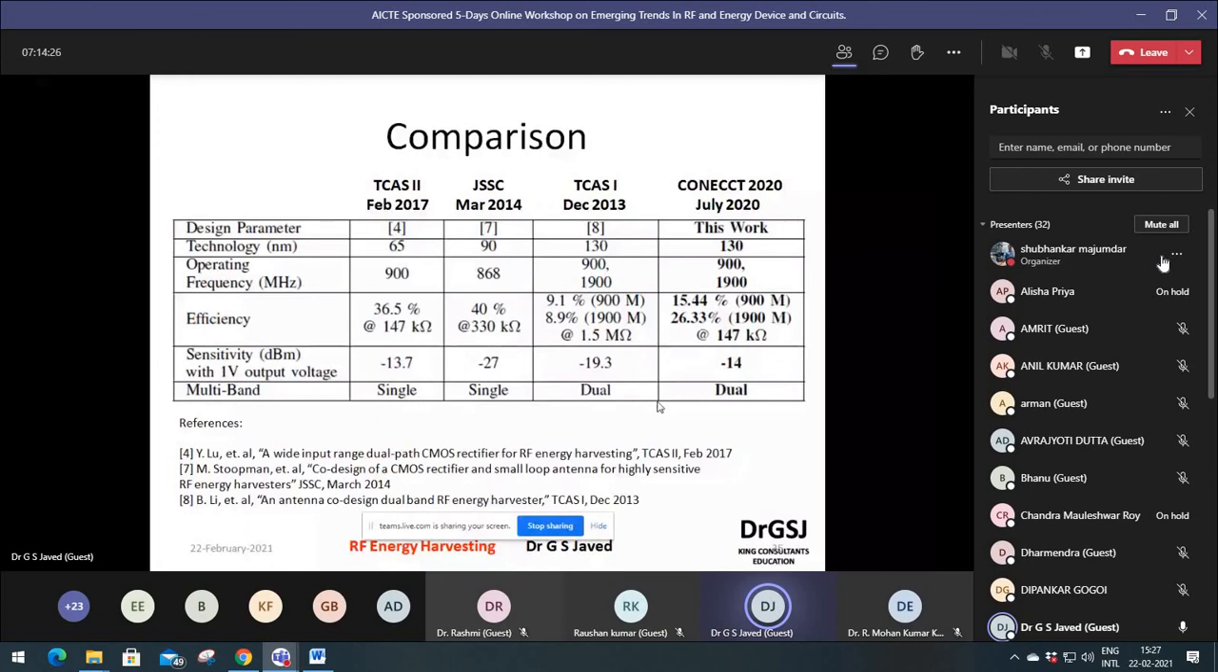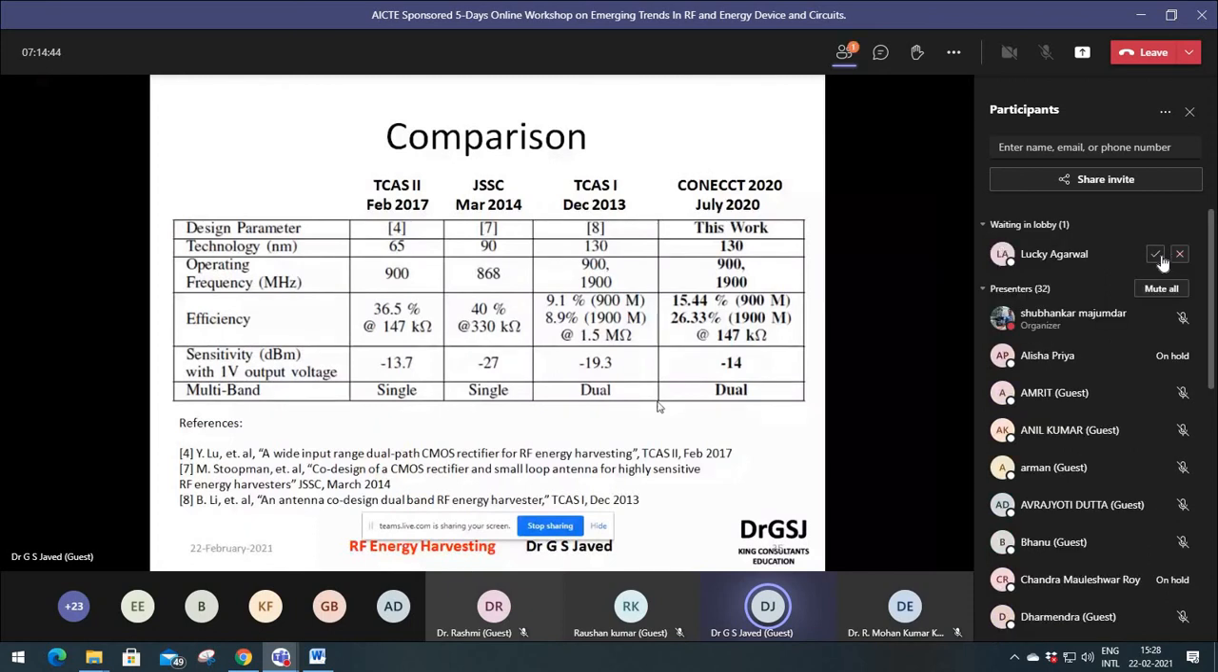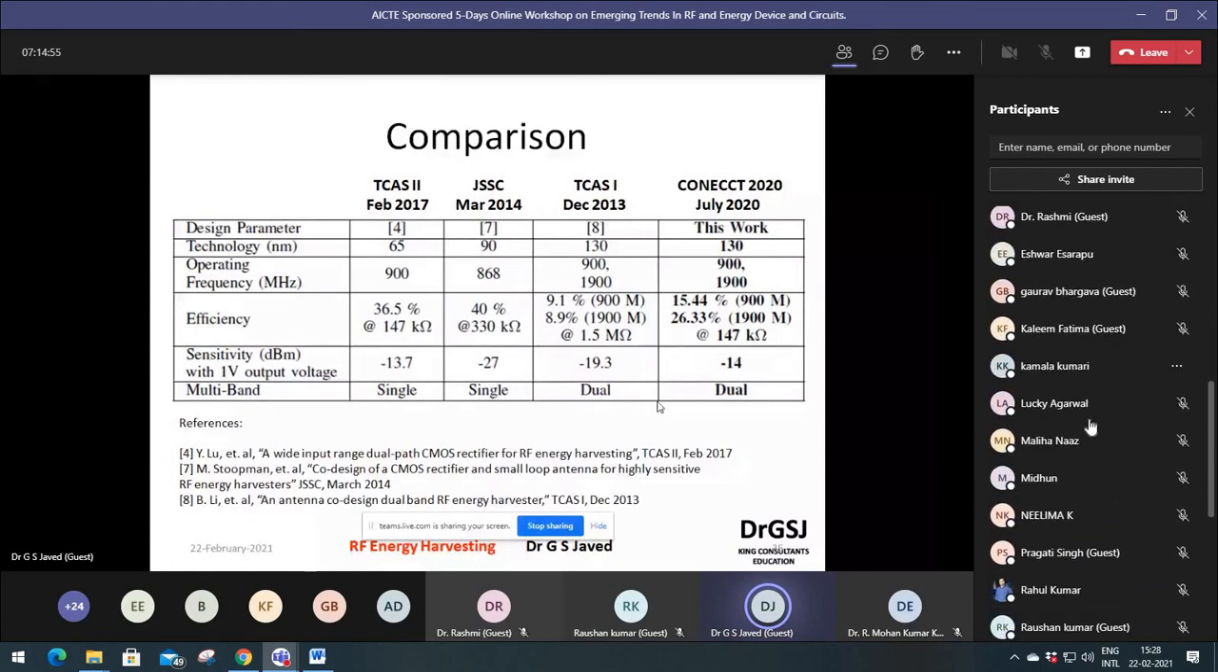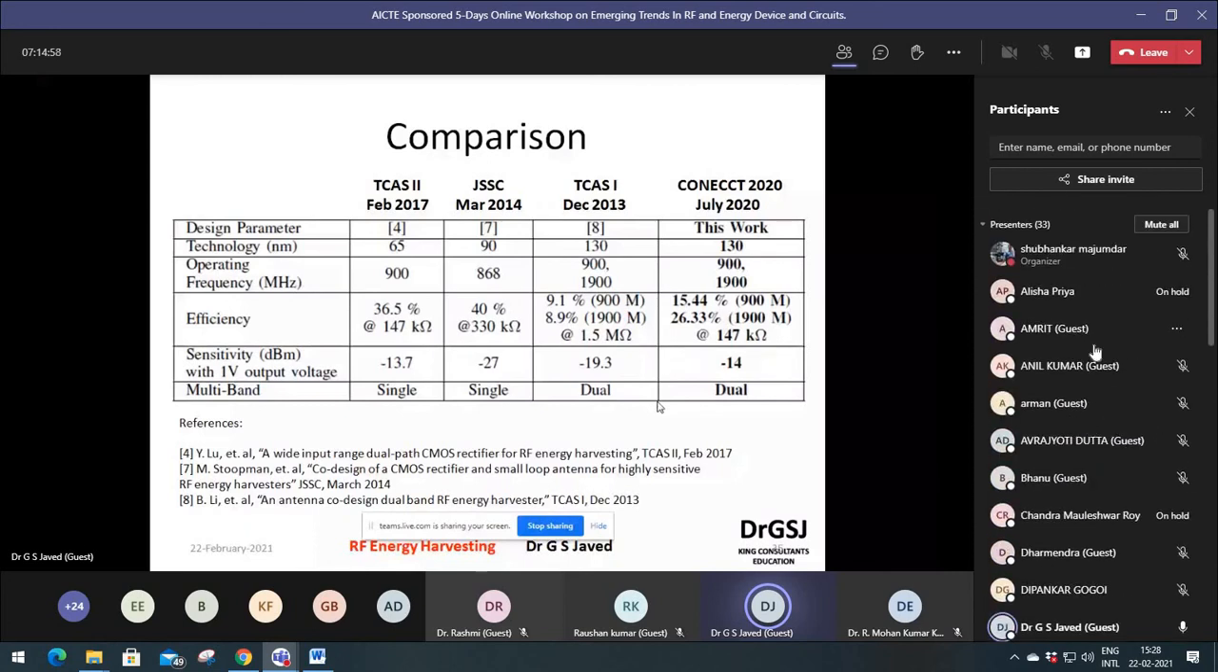And the sensitivity, or the minimal value that you need, is actually worse compared to other ones, because paper number 7, using the 90 nanometer, shows that it can sense and utilize up to minus 27 dB. Paper number 8 is able to get up to minus 19.3, whereas our work needs much more power, operating at minus 14 dBm. But the advantage of these two works done in 130 nanometer is that they are dual band, and they're able to function at two different bands of operation, so much more cumulative energy can be harvested from them.